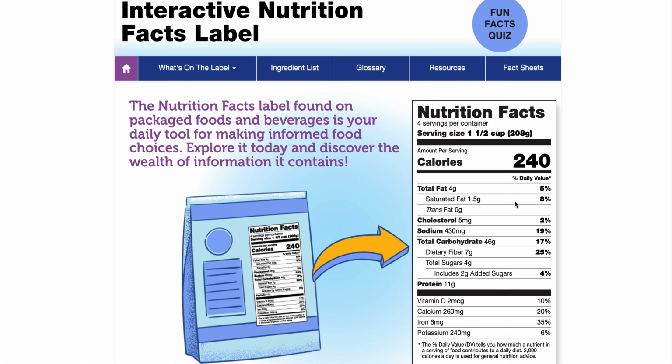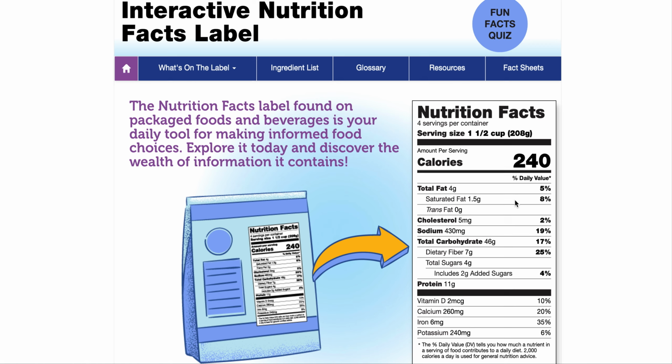You may need more or less than 2,000 calories per day. This is just to give you an example. That means you may need more or less than 100% of the daily value that's listed on the package for some of these nutrients.